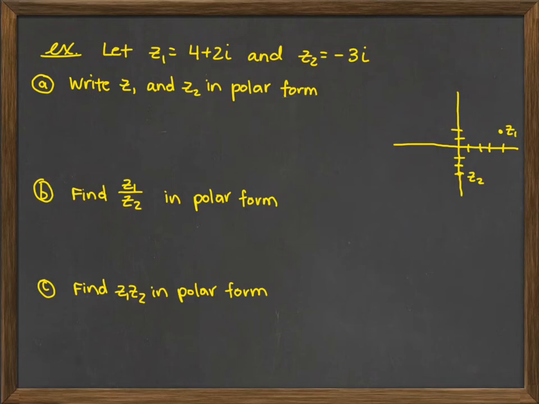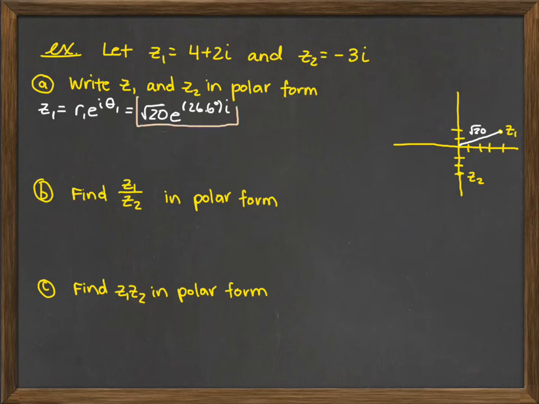We have that z1 equals r1 e to the i theta 1, and if you recall from the last slide, this r here was the square root of 20, and the theta here was 26.6 degrees. So this is how we would write z1 in polar form.